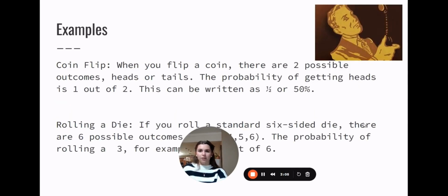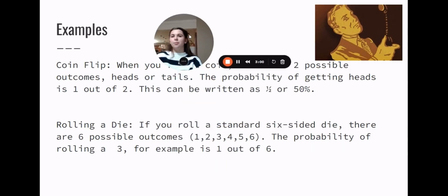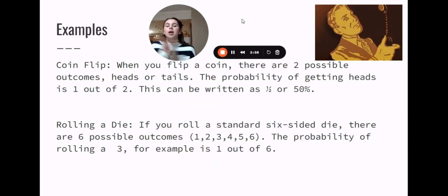So moving on from that, here are some examples that are simple enough for these children to understand. I would give everyone a coin, and we would do a coin flip. When you flip the coin, there are two possible outcomes. You would either get heads or tails.